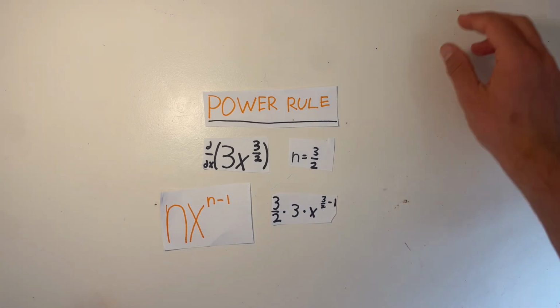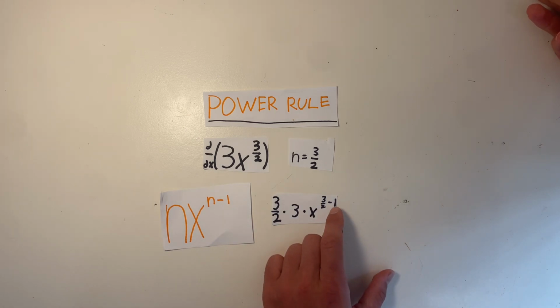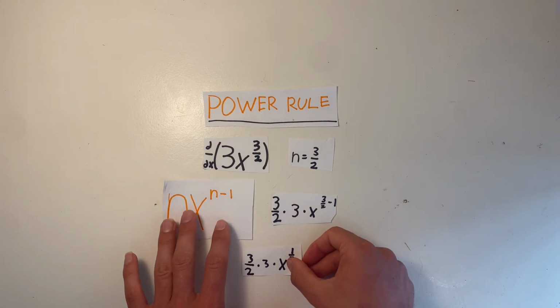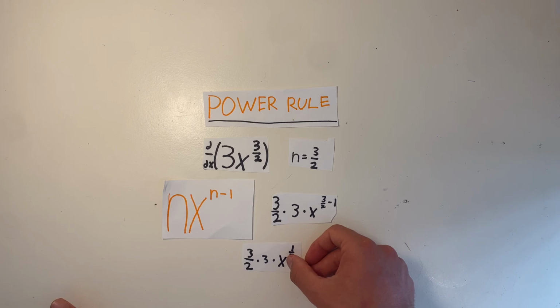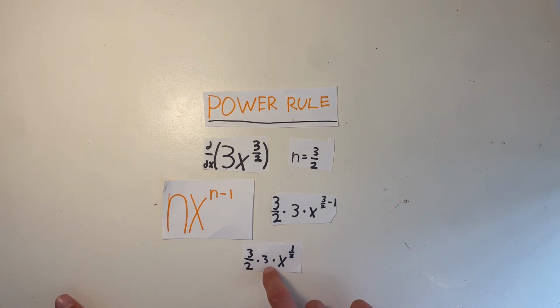Let's simplify it. So, what's 3/2 minus 1? Well, 3/2 minus 1, which is pretty much 2/2, is 1/2. And we know what x to the 1/2 power is. It's our square root sign. So 3/2 times 3 times x to the 1/2 power.